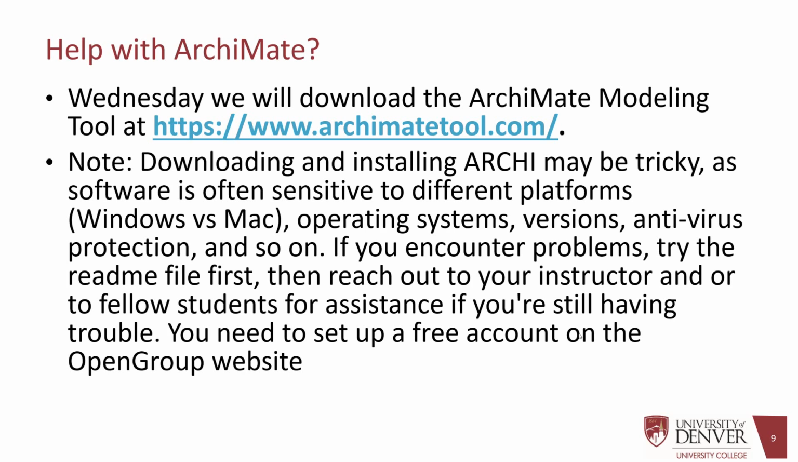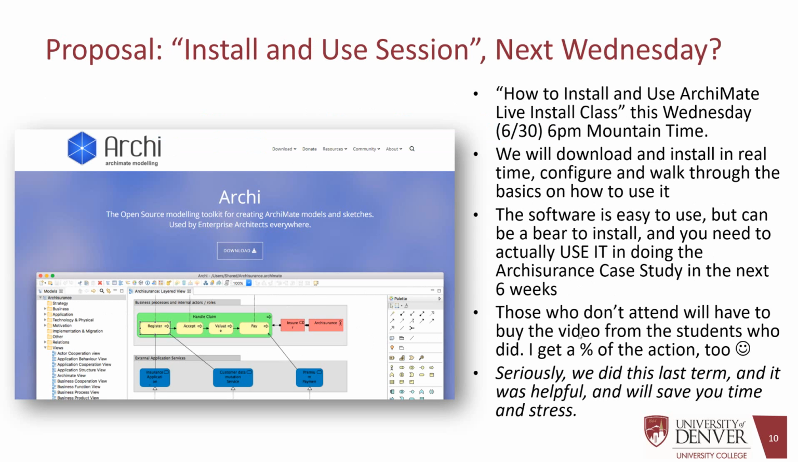You need to set up a free account on the Open Group website just to be able to get Archimate and some of the other documents, the case studies, some of the other things that you've got to read later on. So this is what happens when you get Archimate. We'll do this 6 o'clock Mountain Time this coming Wednesday. We'll download and install. I'm sorry, is that 6 o'clock? Let me check that. It may be 7, but I'll check that. We will download and install in real time. We'll configure and walk through the basics on how to use it.